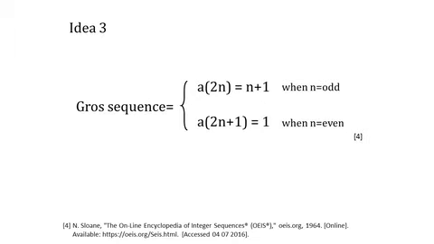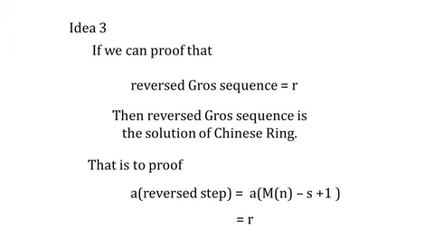We found that the growth sequence can be represented like this. And if we can prove that the reversed growth sequence is equal to the r, then the reversed growth sequence is the solution of Chinese ring. How to prove it? We can use the a function and put the reversed step into it. And if the result is equal to the r, then the reversed growth sequence is the solution of Chinese ring.